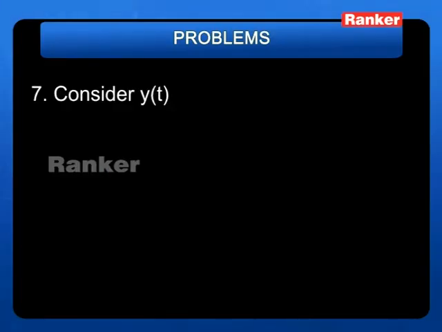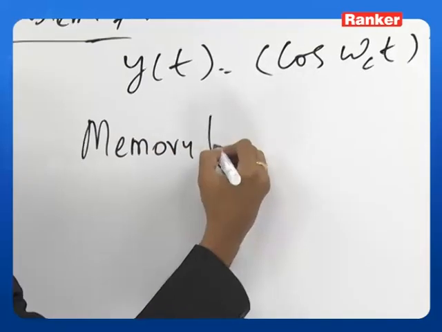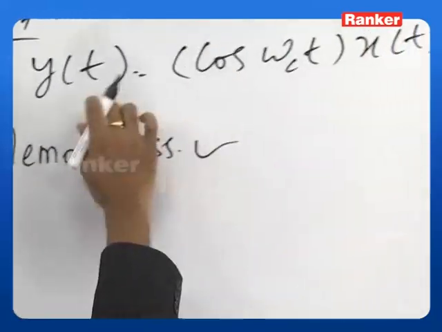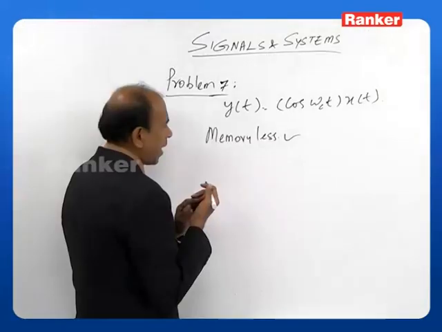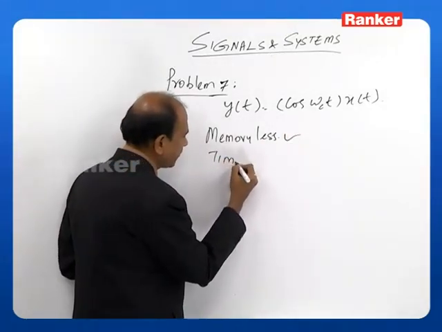Now, let us look at problem 7. The problem says y of t is equal to cos omega ct times x of t. Now, we have to say whether this is memoryless. Yes, of course, this is memoryless, because of the dependency on x of t. And then, as you see here, this is a cos omega ct. So, this is time varying.